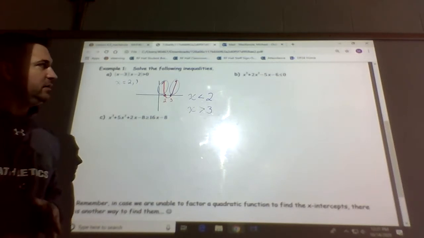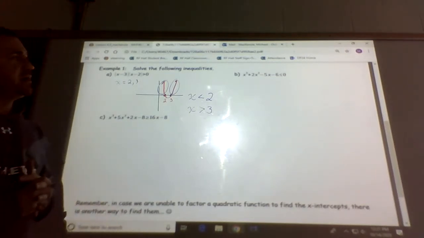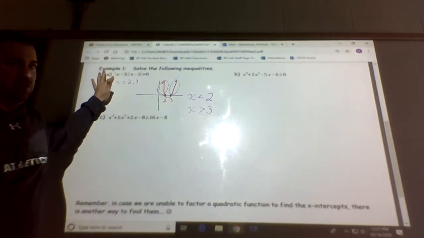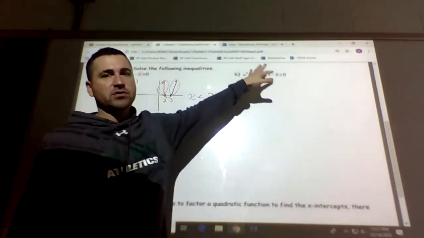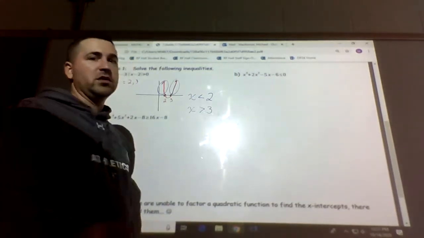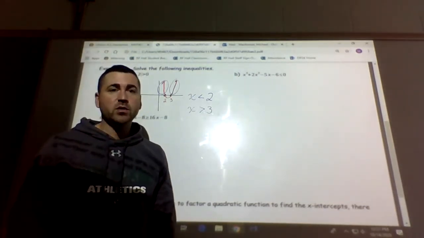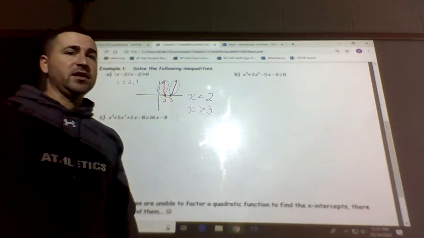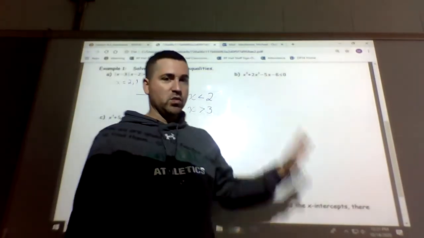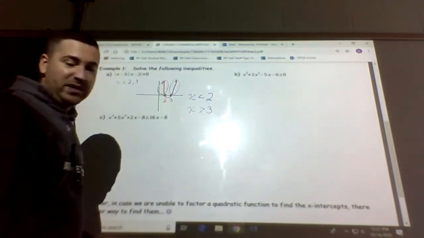Okay, B, x cubed plus 2x squared minus 5x minus 6. This one is not in factored form, so we have to convert it to factored form since we have a cubic function. Every time we have to factor, we want to look first for a GCF, or greatest common factor. Well, there isn't one here, so we need to factor it.